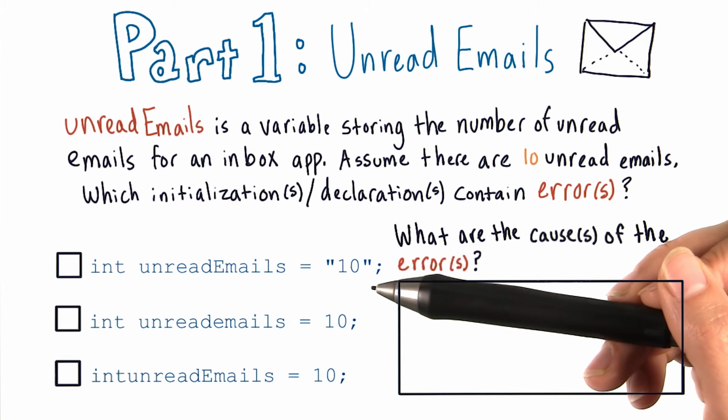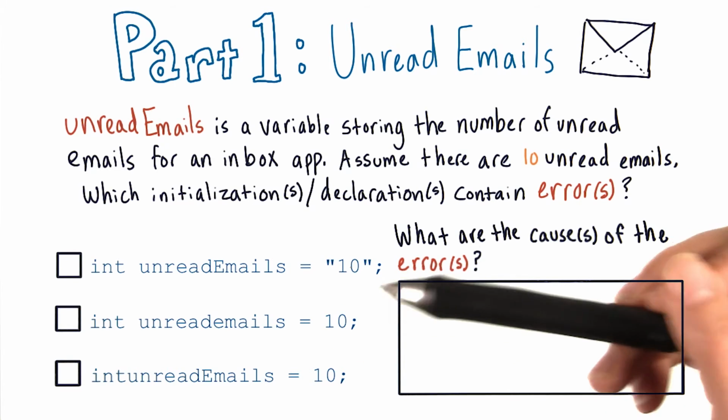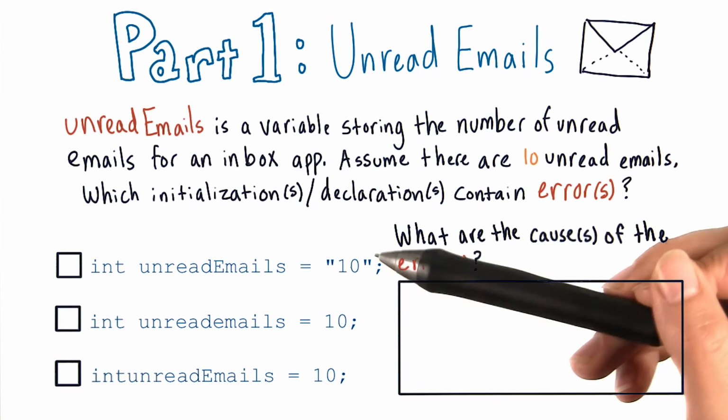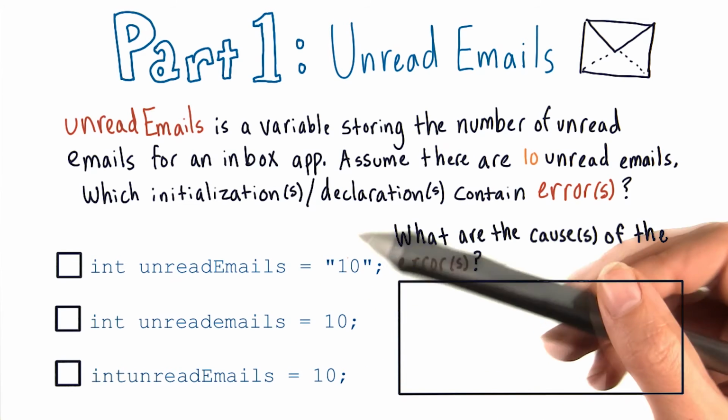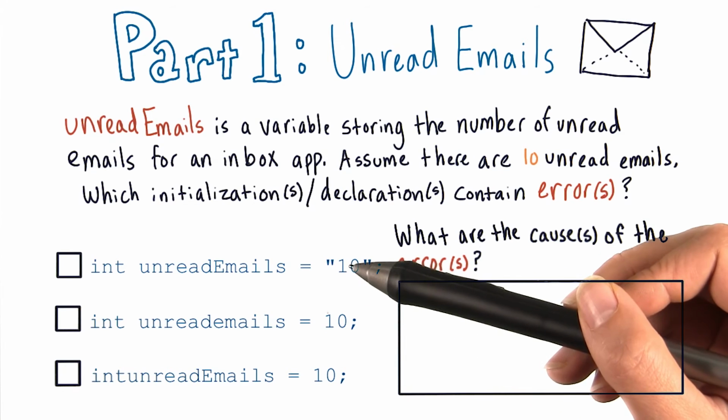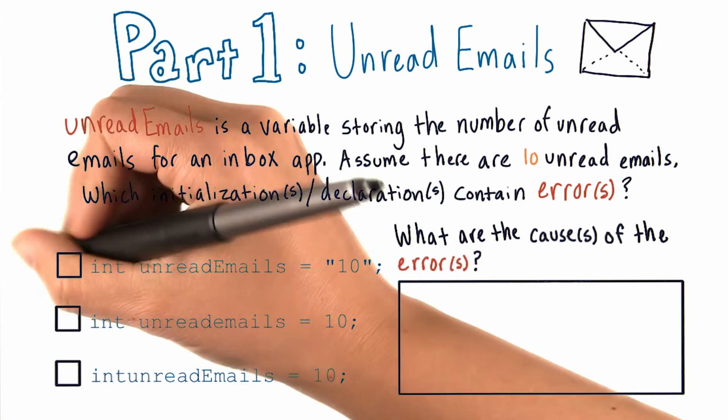So you'll look at the first one and decide whether it's properly written in a way that it both declares and initializes the variable unread emails. If it does, move on to the next one. And if you don't think it does, then put a check right here in this checkbox.